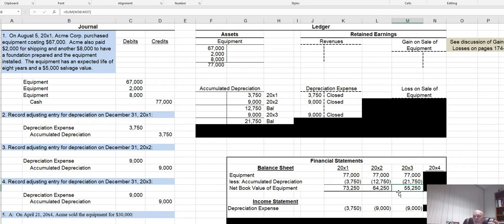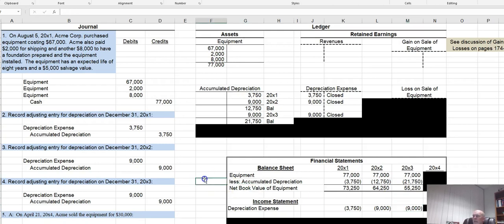So that's how depreciation is recorded over time. You always debit the depreciation expense, credit the accumulated depreciation. The expense account closes at the end of each year. The accumulated depreciation does not. It accumulates. So the expense account gives us the depreciation expense in that year, and the accumulated depreciation tells us how much depreciation we've had to date.